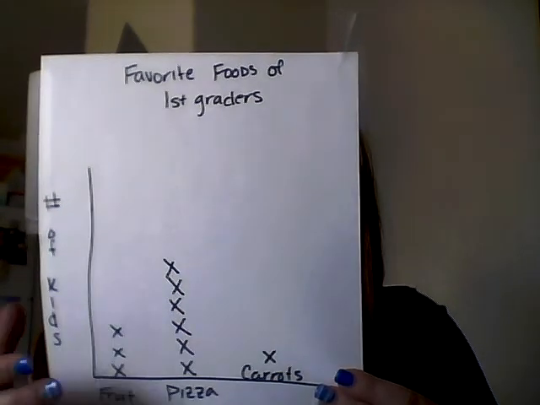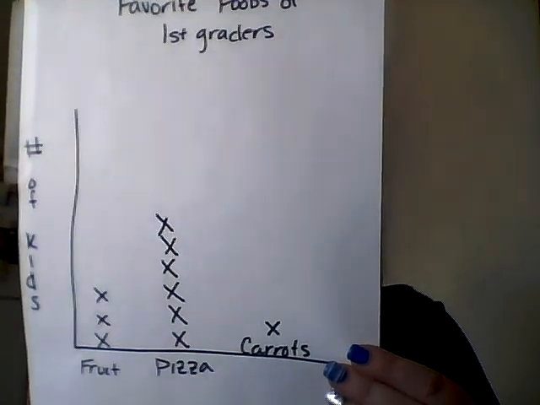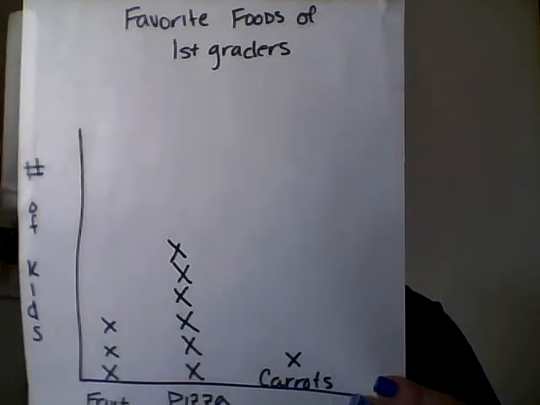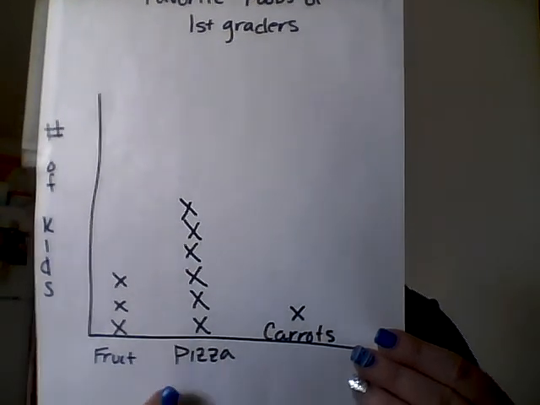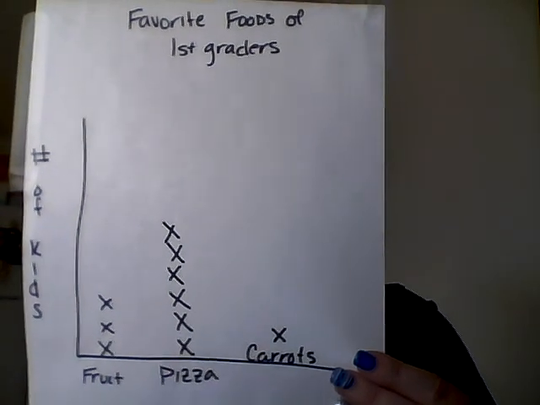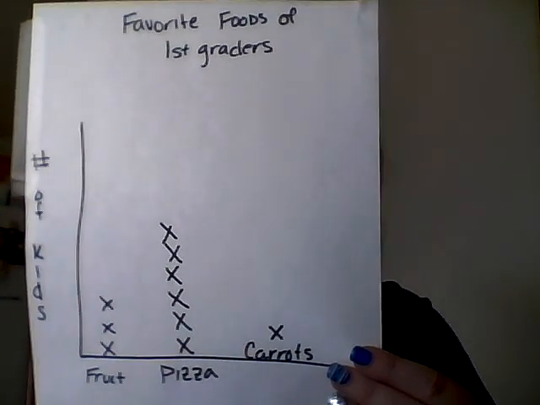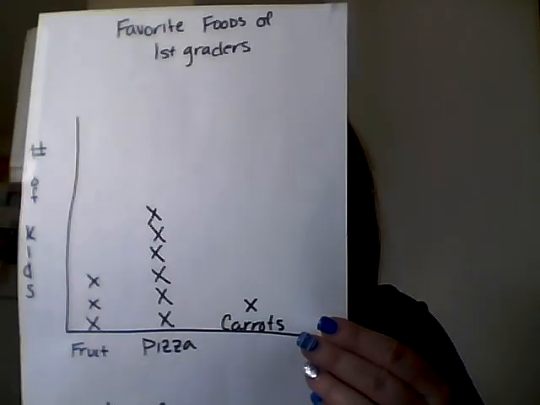So as you can see here, this data is giving you a lot of information. The X's are one kid. And then it tells you how many like fruit the best, how many like pizza the best, and how many like carrots the best. I don't know about you, but I'm not surprised that there's only one person that likes carrots the best out of all three of those things.